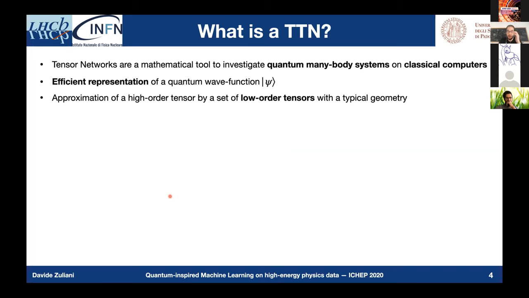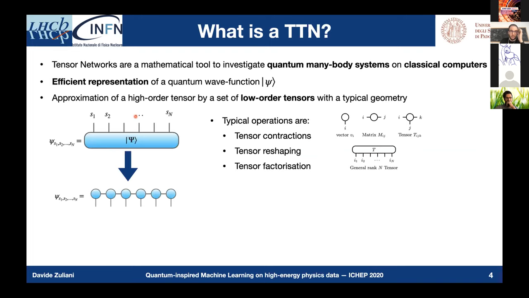This relies on an efficient representation of the quantum wave function. This is achieved by approximating a high-order tensor by a set of lower-order tensors, which follow a typical geometry. This is the main idea. Here you have your whole tensor describing your wave function, and you go through a contraction of low-order tensors, as you can see here. This is obtained by using some typical operations with tensors: you can contract, you can reshape, and you can factorize tensors.